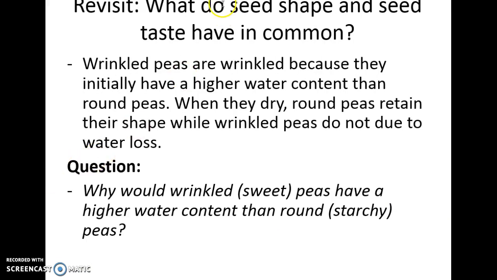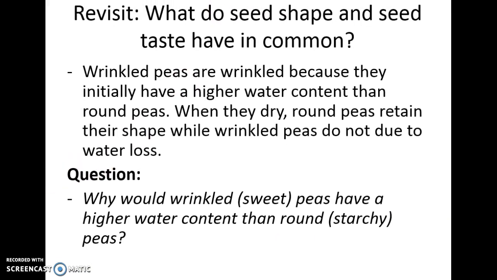So on the next slide, we're revisiting this question that you saw earlier. It says, what do seed shape and taste have in common? So it says wrinkled peas are wrinkled because they initially have a higher water content. So those peas that have a lot of sugar in them also absorb a lot of water. And when they dry, though, the wrinkled peas lose their shape. They lose a lot more water, and so they get all wrinkly. Those round peas do not lose as much water.